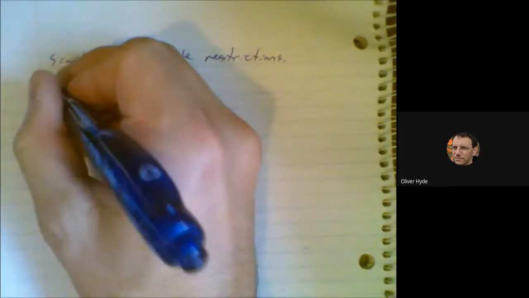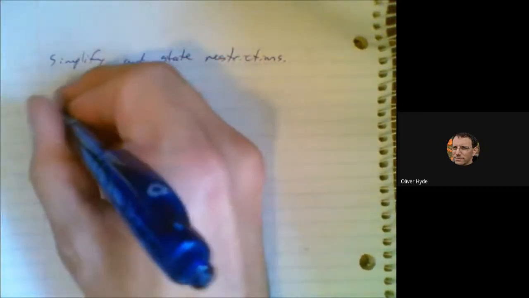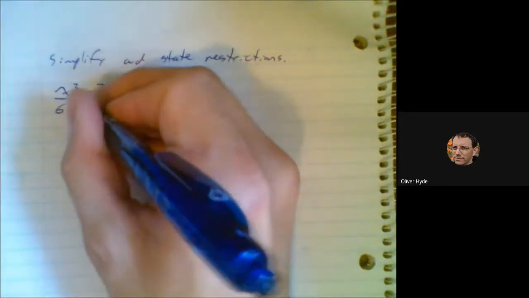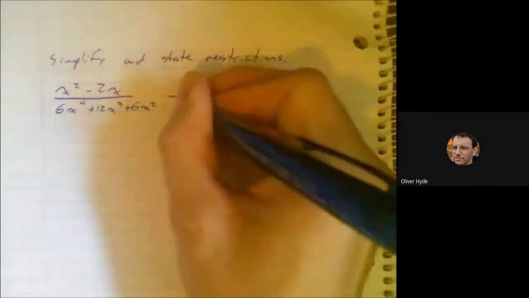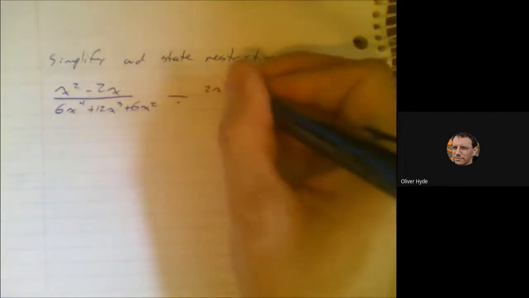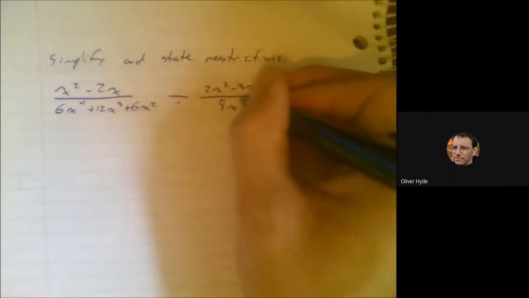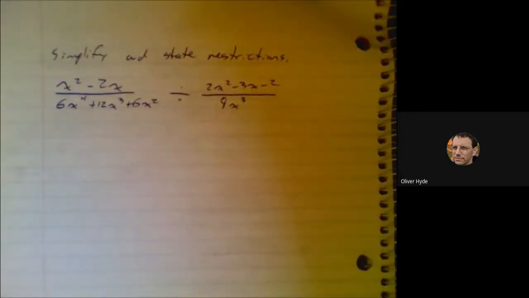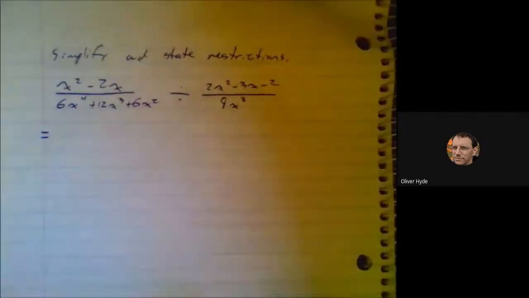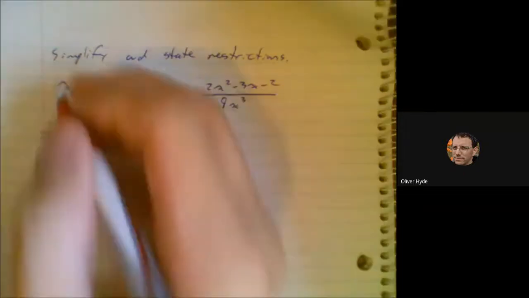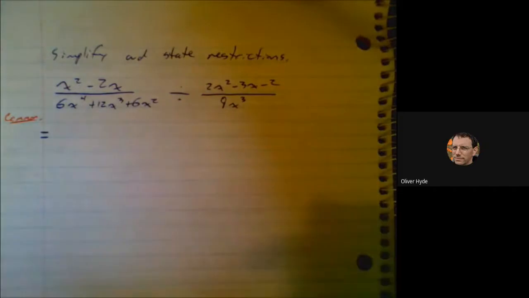Let's say the expression that we're trying to simplify is x squared minus 2x all over 6x to the exponent 4 plus 12x cubed plus 6x squared, divided by 2x squared minus 3x minus 2 all over 9x cubed. Little monomial there. We start with an equal sign to tell our reader that this line is equivalent to the line above. So good formatting. We common factor first. That's going to make our expressions more manageable.